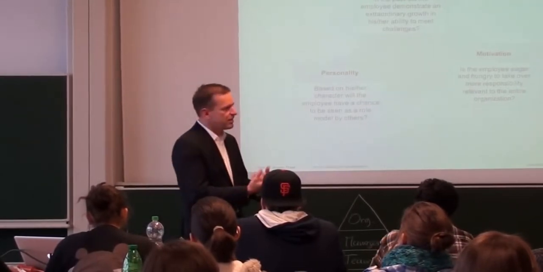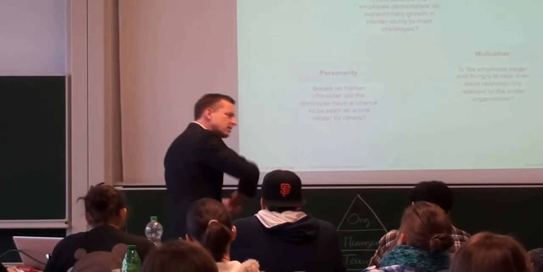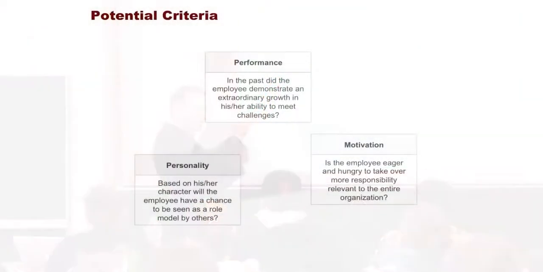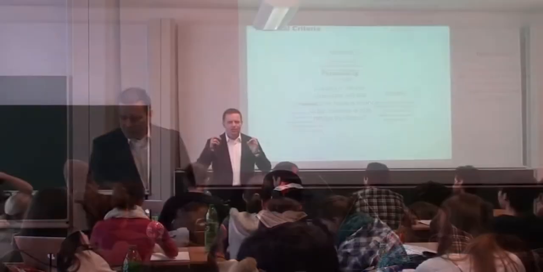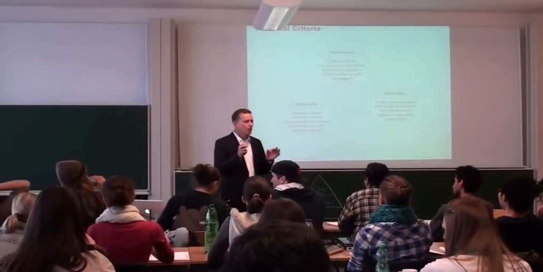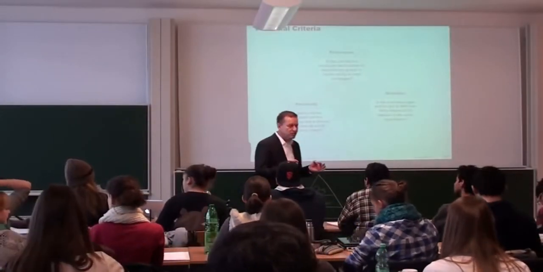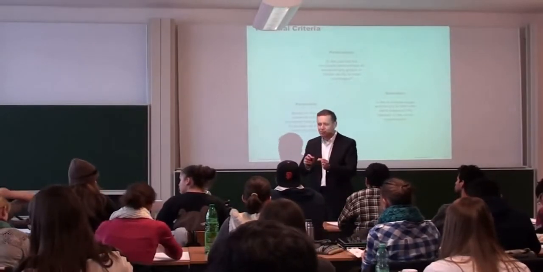If all these 3 things come together, extraordinary growth, personality that proves that this person is going to be a role model for others, and hunger, then these are criteria which we use to tell, okay, this person might be high potential. Okay? The question now is, who are our high potentials? What is a high potential?